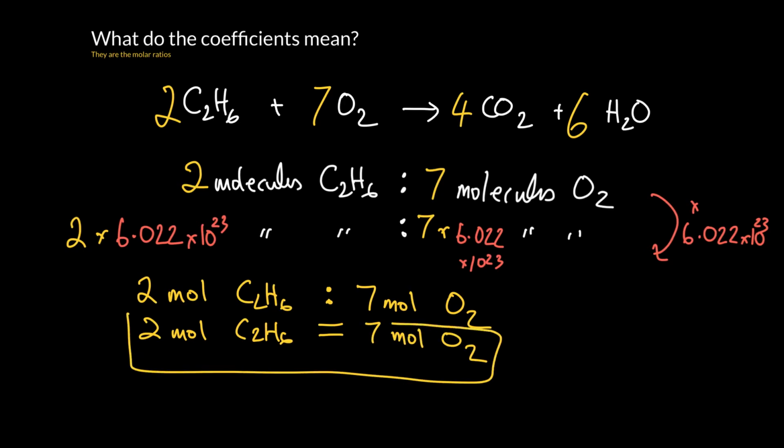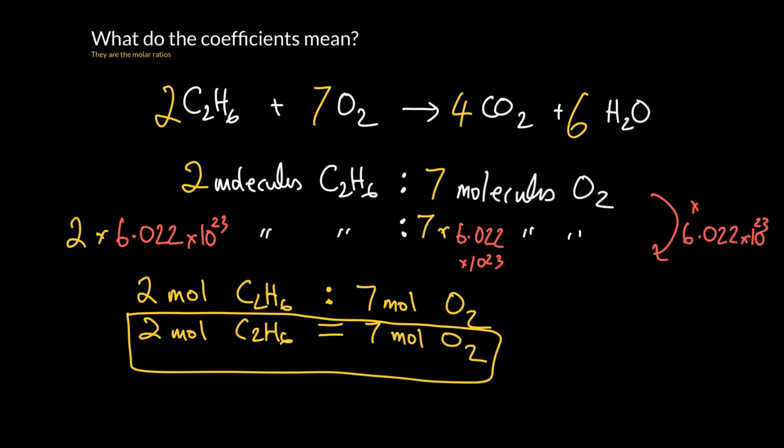And why do we often write it like that? We can use it as a conversion factor. Before I move on, we can generate these other conversion factors fairly easily. Let's say I want to know how this C2H6 is related to CO2. Then I can say 2 molecules of these will make 4 of these, or if you like, 2 moles of this will make 4 moles of this. So I can write that as a conversion factor.